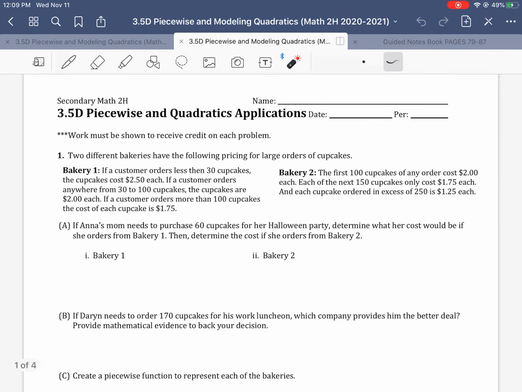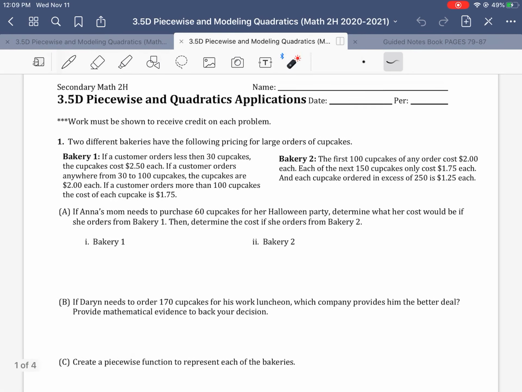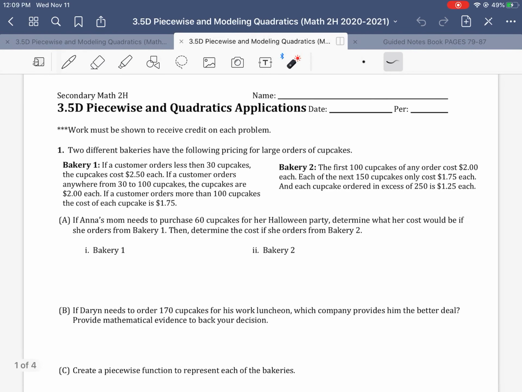So I'm going to break this up into 3 videos. This one's going to cover the piecewise portion. So I'm just going to do an example of a piecewise function, maybe 2 of them, and then we'll move to a different type in the other video.